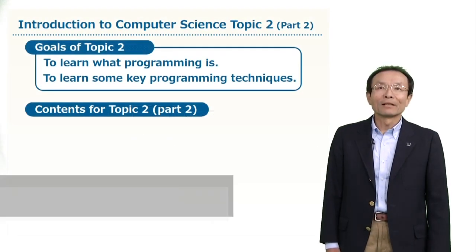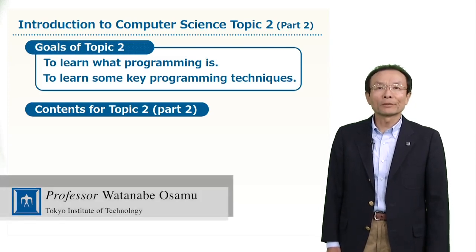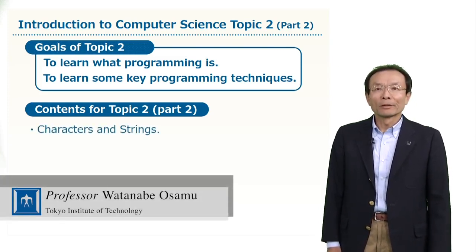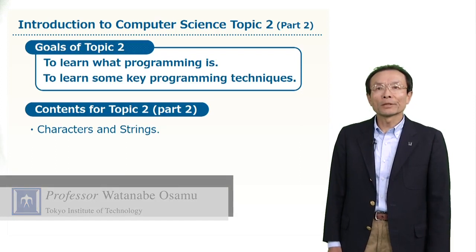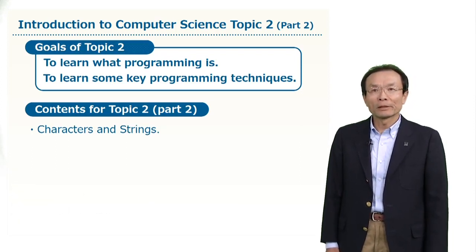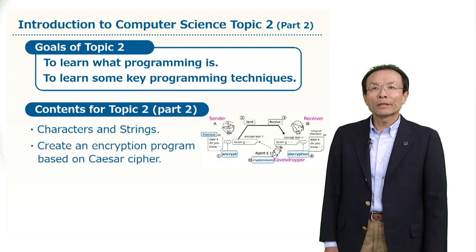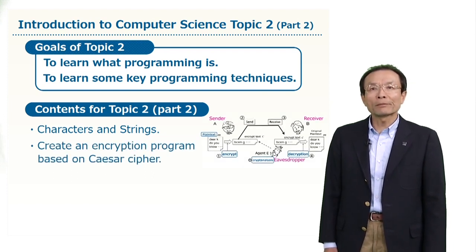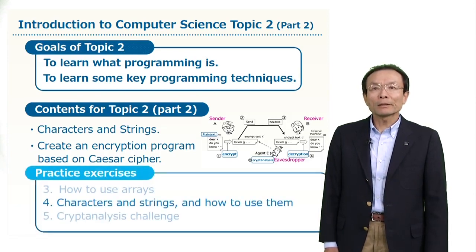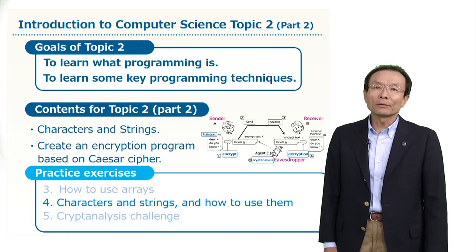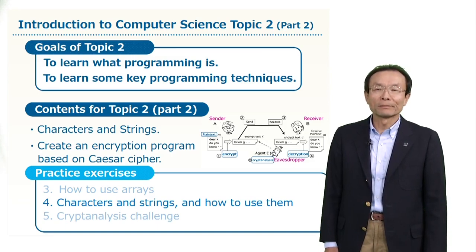Hello everyone. Let's start the second part of topic 2. In this part, we will learn how to handle characters and character strings, which we simply call strings. Then, we create a program that computes the ciphertext based on Caesar's cipher. In the practice exercises, we study how to use characters and strings.